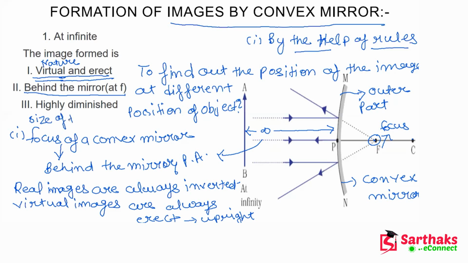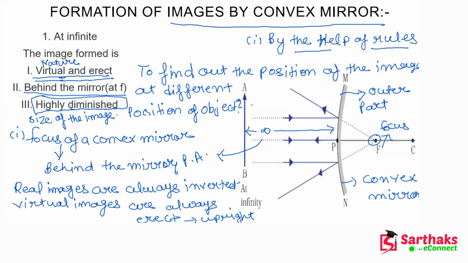Size of the image. As you can see in this image, it is a point size image, and it is very, very small. For small, we write diminished. For small images, what do we call them? Diminished. So in this case, the image is highly diminished. It is a very, very diminished image. So I hope we know all three points for this case.